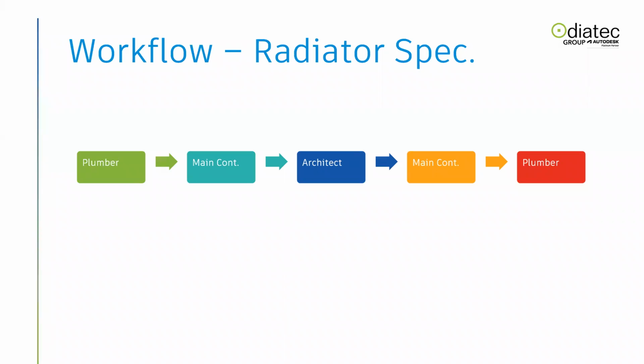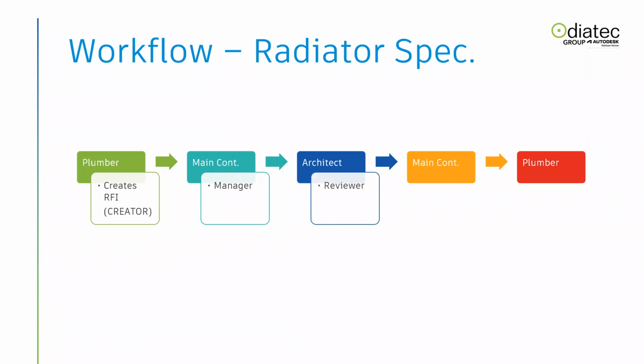What I want to do is break down what those roles are in the context of the platform. So the plumber or the person on site, potentially the person creating the RFI, is known as the creator. So they create the RFI. The main contractor is known as the manager. So that's the role they have assigned to them in the process, and I will show this once I get into the platform in a couple of moments. And then the architect is known as the reviewer. So they're the person reviewing the information, and they submit what's known as the official response as well.